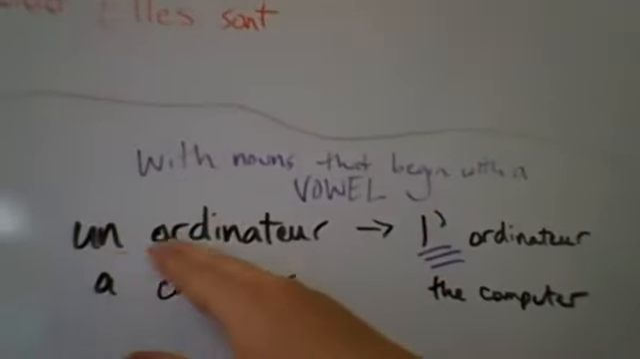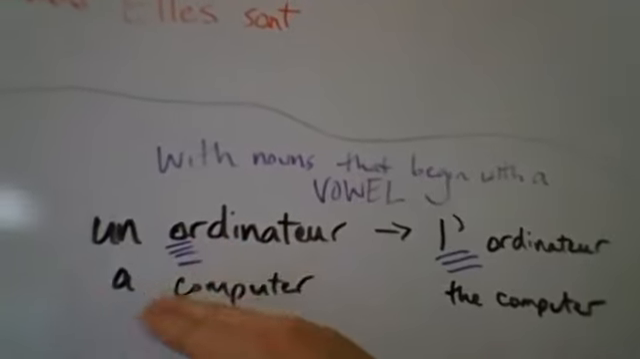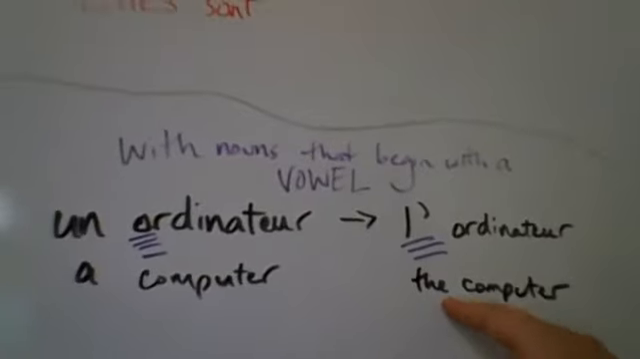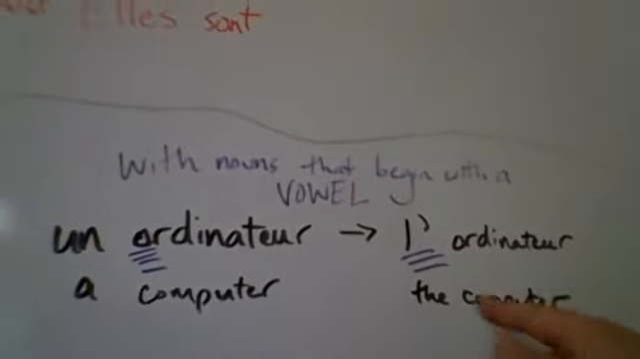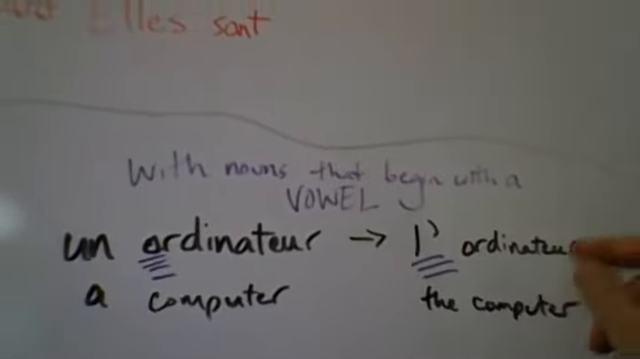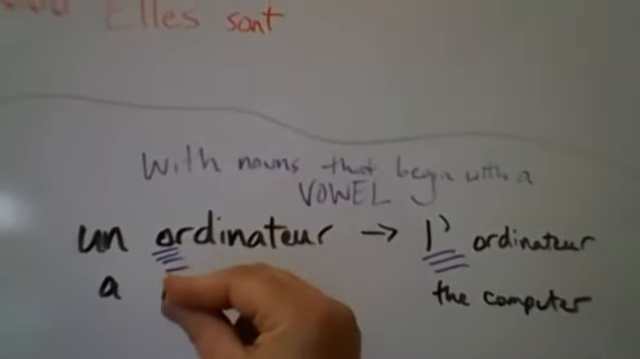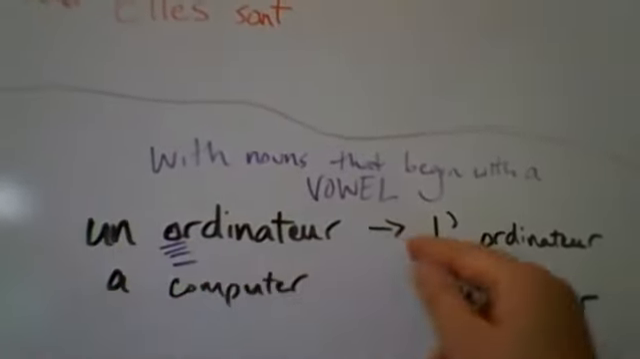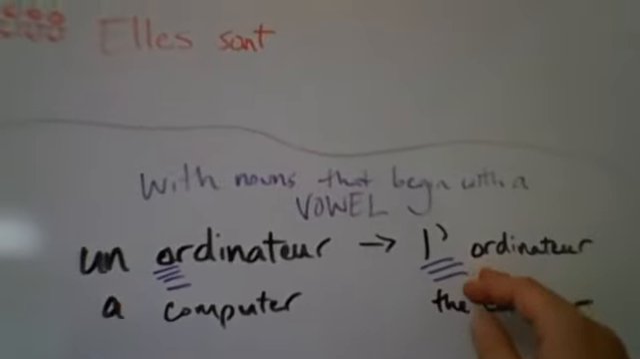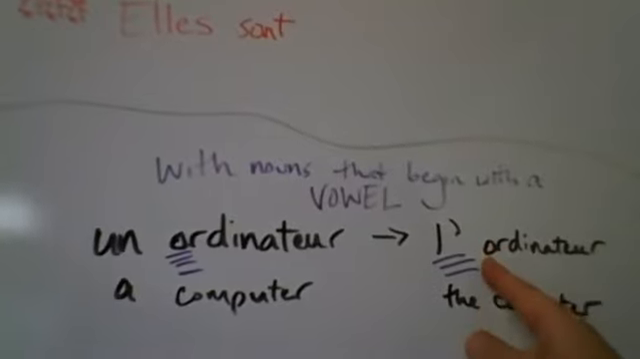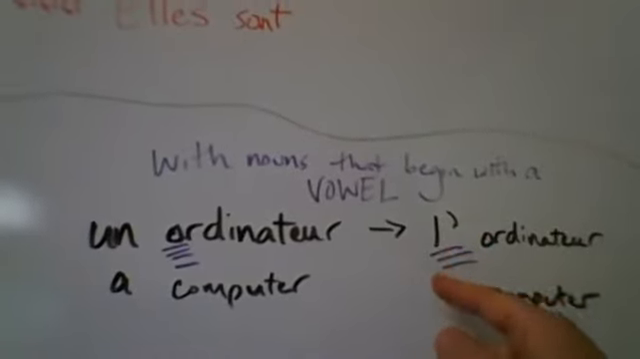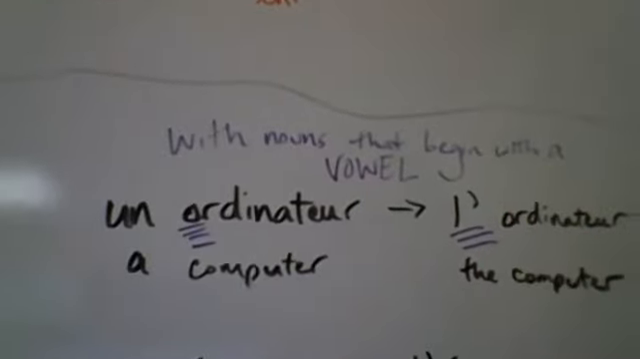So with nouns that begin with a vowel, un ordinateur, a computer. If you're talking about the computer specifically, it becomes l'ordinateur, the computer. So instead of, because we know it's a masculine noun, it would be un ordinateur. Normally, if ordinateur did not begin with a vowel, it would be le, whatever the noun is. But since this is a vowel here, the le becomes l'.